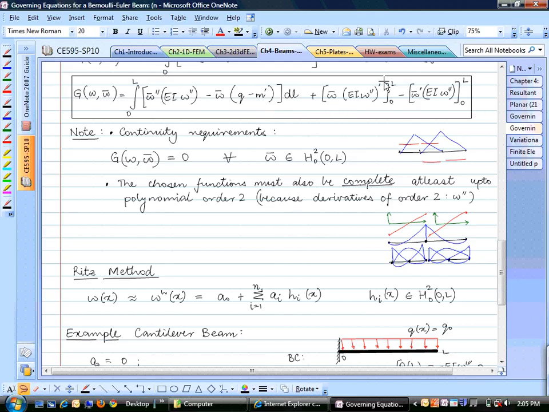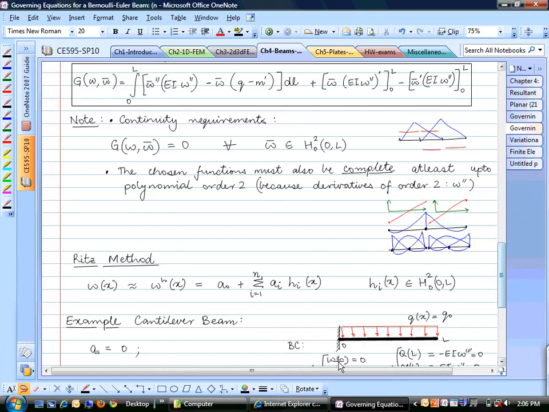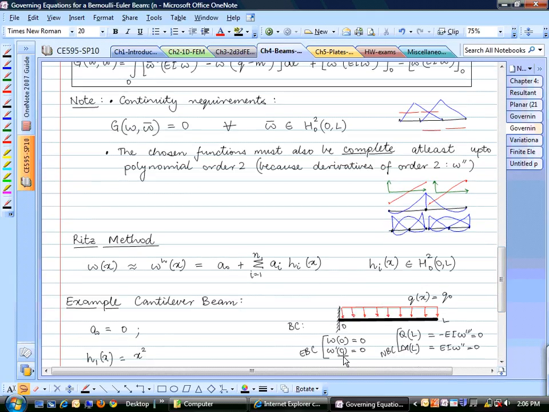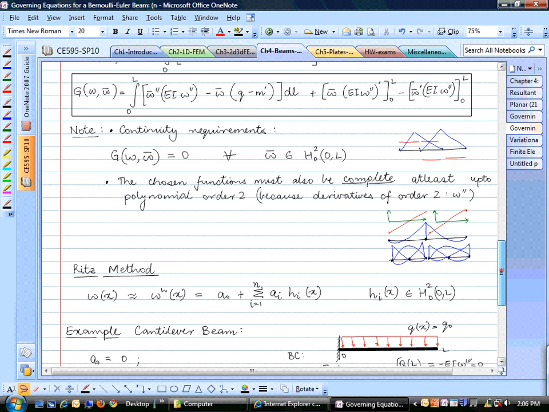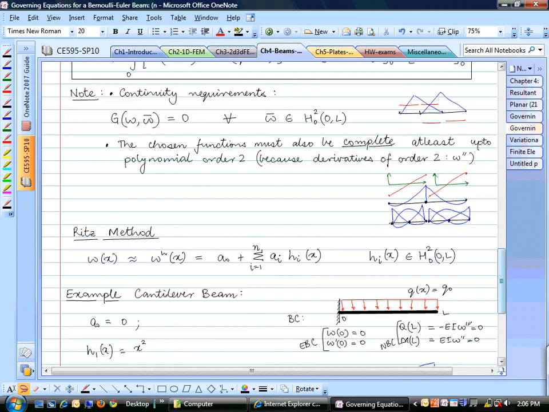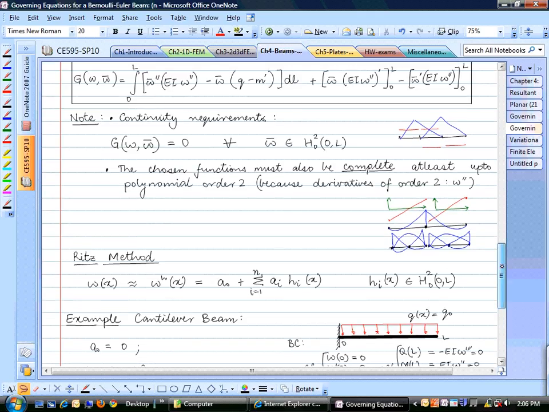All the boundary terms are zero. Why are all these four boundary conditions zero? At the left end, W is specified to be 0, which makes W bar also 0 at 0. And at the left end, the slope, the rotation, is specified to be 0, which makes this quantity 0. And similarly, we have specified moment and shear at L: the shear at L is zero, and the moment at L is zero. That's why all these four terms go to zero.